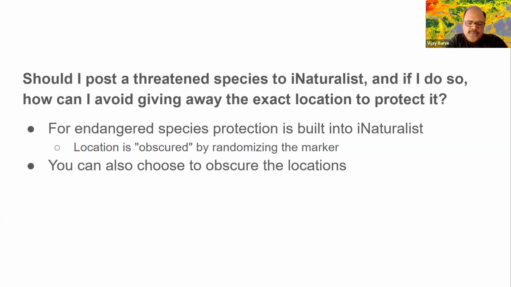But for a lot of groups or for a lot of species, they are newly described. They are probably still not red listed or not gone through the IUCN process. So what do we do with that? We can definitely choose to obscure location for that particular record if you feel that you do not want that to be known to everyone. So how do you do that?